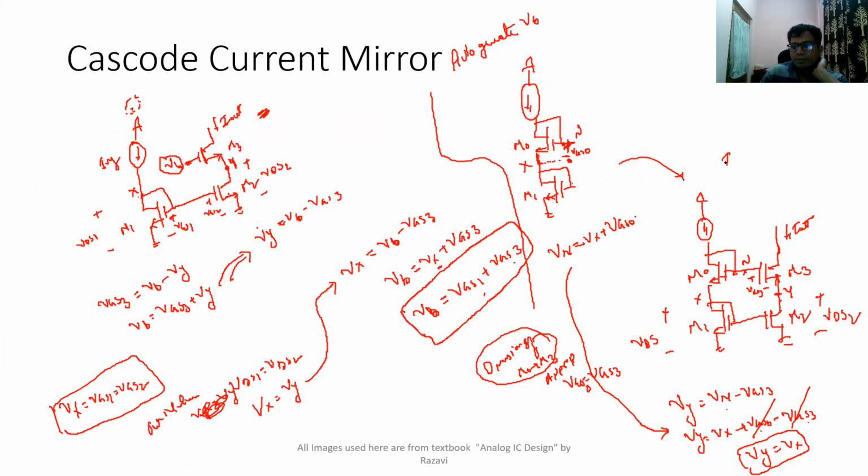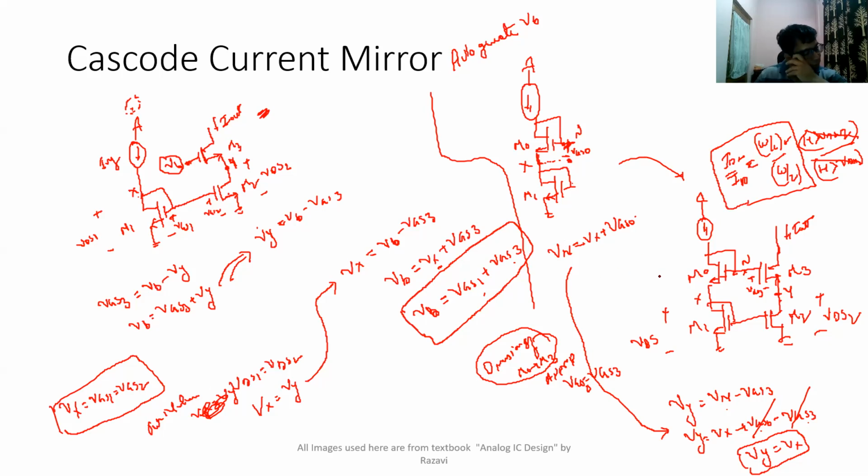Therefore, the current equation, which was ID2 by ID1, is equal to W by L of 2 by W by L of 1 into 1 plus lambda VDS2 by 1 plus lambda VDS1. VDS1 and VDS2 both become same, so you can cancel them. Ultimately, this is going to be the resulting equation. Okay, so that is what a cascode current mirror is. You can go and use this current mirror and solve your problems. In this way, you will be able to perfectly copy this current.